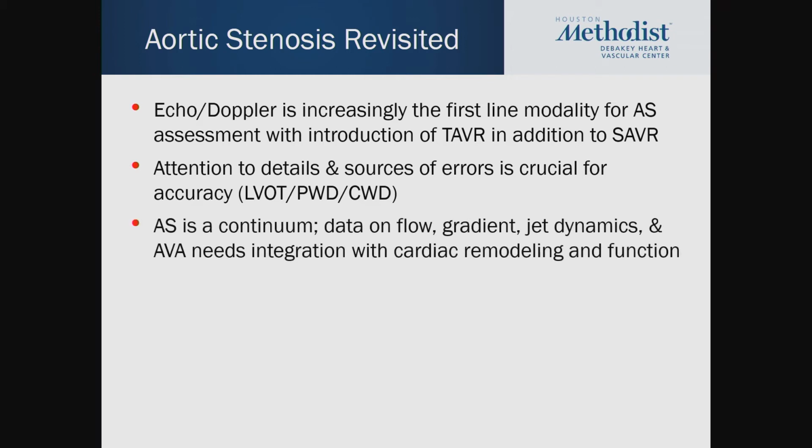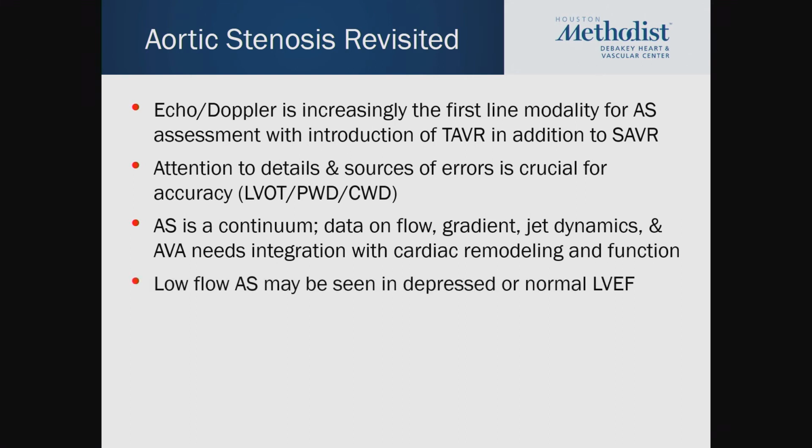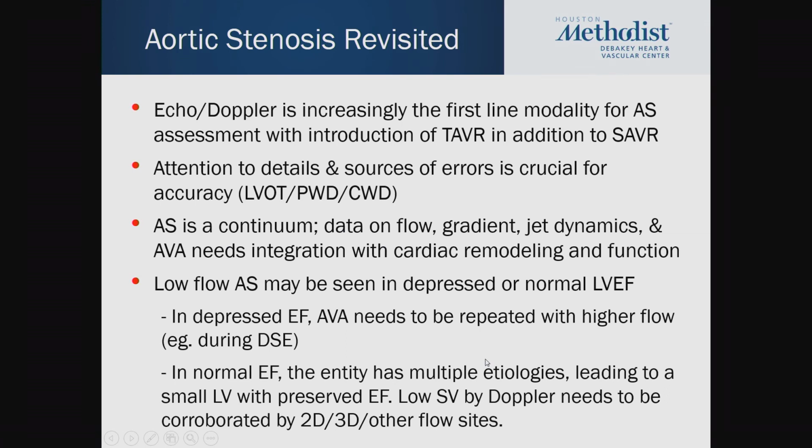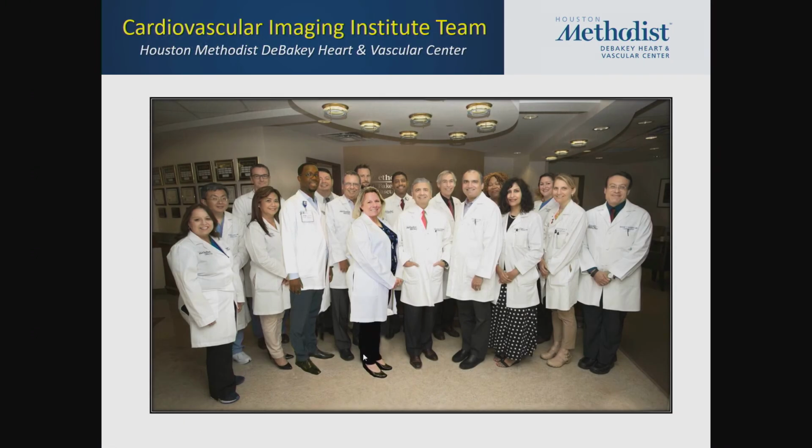It is a continuum. Don't take these numbers as so rigid. They're not going to fit all the time where they are. But think about that as a continuum. Low flow situation may be seen in a depressed or normal ventricle. And depressed EF needs to be repeated with higher flow, like dobutamine stress echo. When you have this low flow or paradoxical low flow, you want to make sure that these numbers really are making sense by looking at the ventricle and doing some other maybe side measurements.